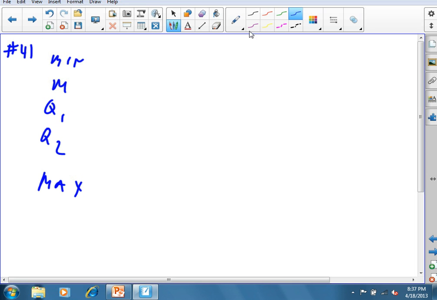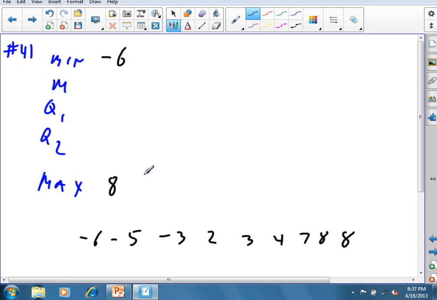41 is the problem I'm doing. All right, so put the data set in order: -6, -5, -3, 2, 3, 4, 7, 8, 8. Okay, so the minimum is -6, the maximum is 8. 1, 2, 3, 4, 5, 6, 7, 8, 9. 1, 2, 3, 4. So the median is 3. The first quartile we decided was -3, and the third quartile is 7.